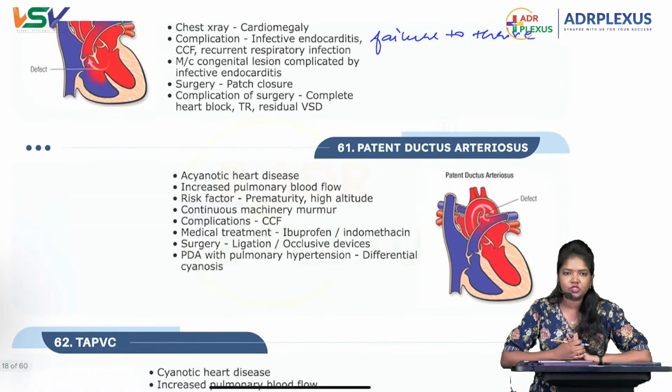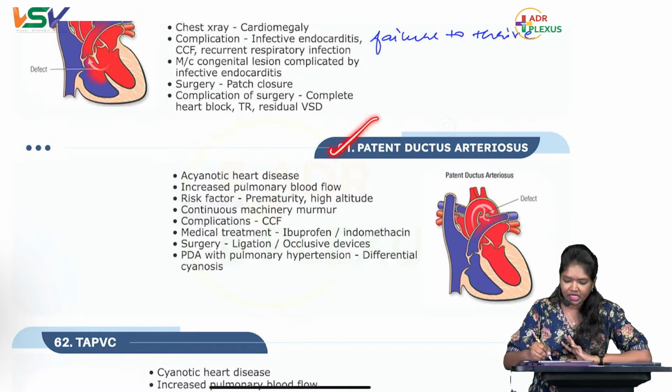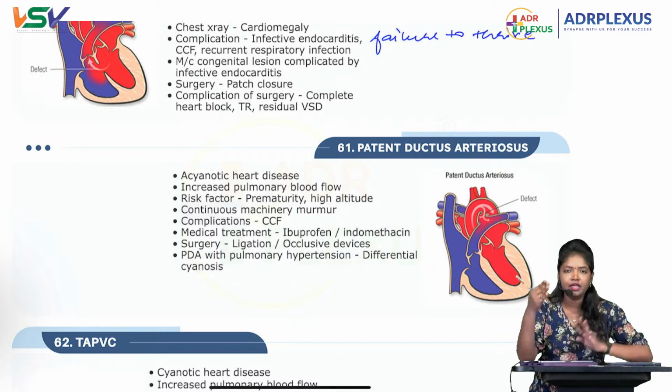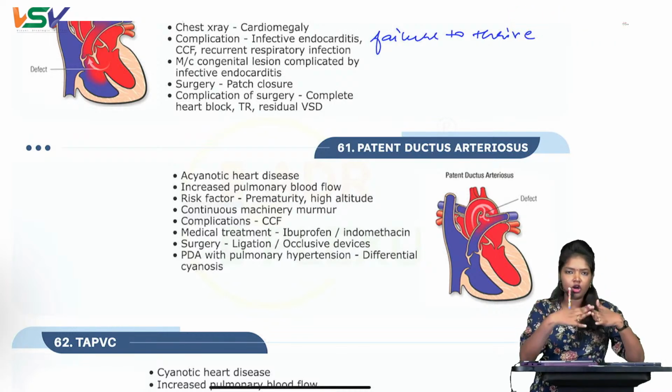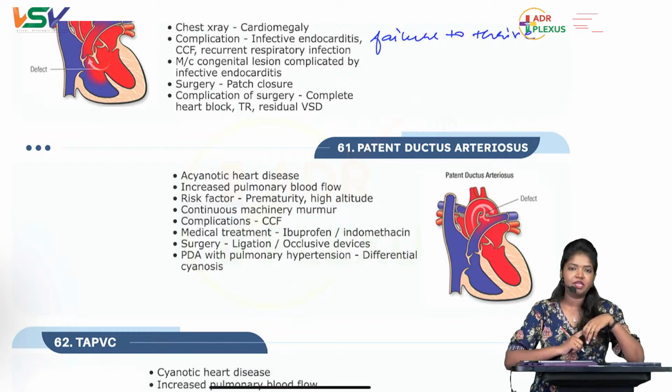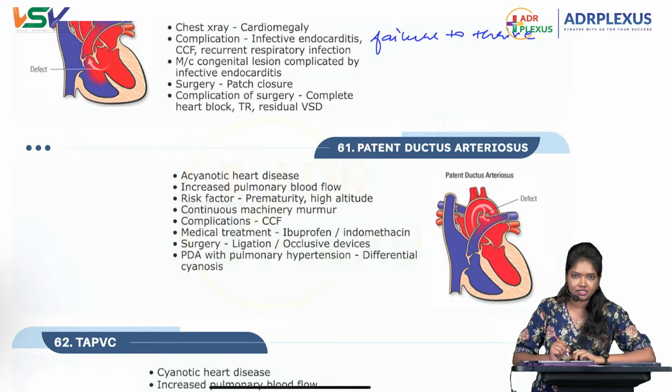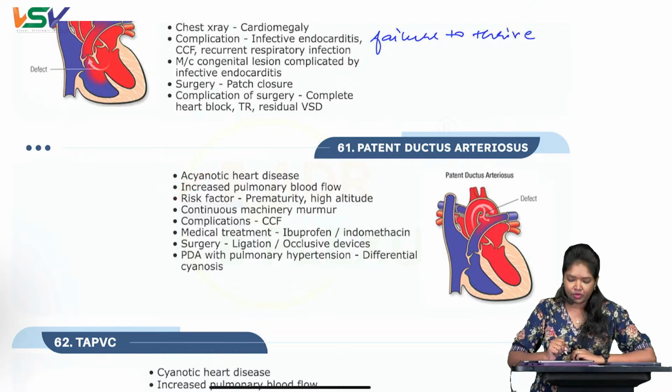Moving on to the next VSV. So the next VSV is PDA. What is PDA? Patent ductus arteriosus. Just now we saw ductus arteriosus is a duct between two arteries. What are the two arteries? Pulmonary artery and aorta. After birth, they have to close. If it is not closed, it will result in a condition called PDA, patent ductus arteriosus. So it is also an acyanotic heart disease because it is also left to right. Here also pulmonary blood flow is increased.